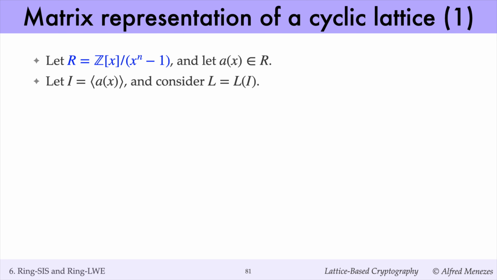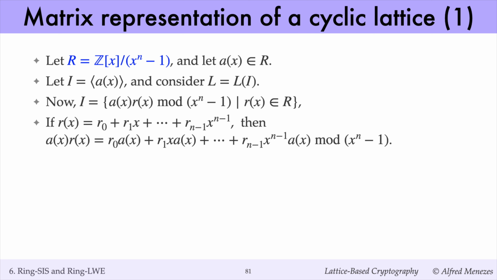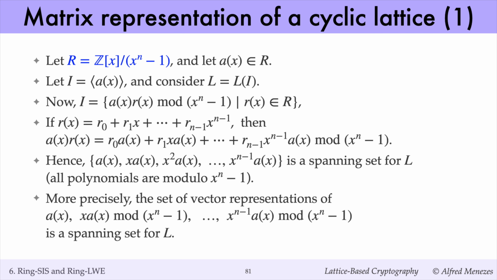Let's proceed to find the basis matrix for a lattice L of a principal ideal I generated by a(x). The ideal is the set of all polynomial multiples of a. Now, if r(x) is a polynomial in the ring R, then a(x) times r(x) can be written like this. Thus, a(x) times r(x) is a linear combination of the polynomials a, x times a, x squared times a, up to x to the n minus 1 times a. It follows that the vector representations of these polynomials are a spanning set for the lattice.